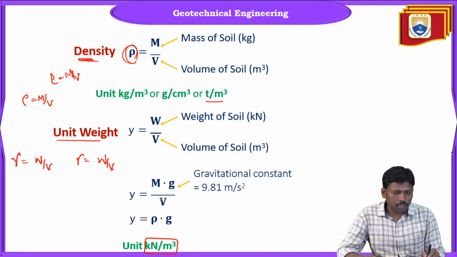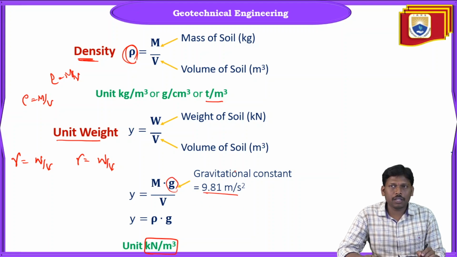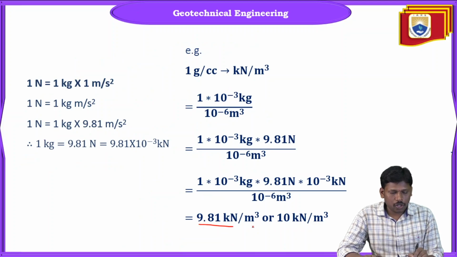As we know, for the conversion between mass densities and weight densities, multiply with 9.81 meter per second squared, g. G is nothing but the gravitational constant. So this is the way of conversion. We get 9.81 kilonewton per meter cube when converting from mass into weight, and approximately it is equal to 10 kilonewton per meter cube.